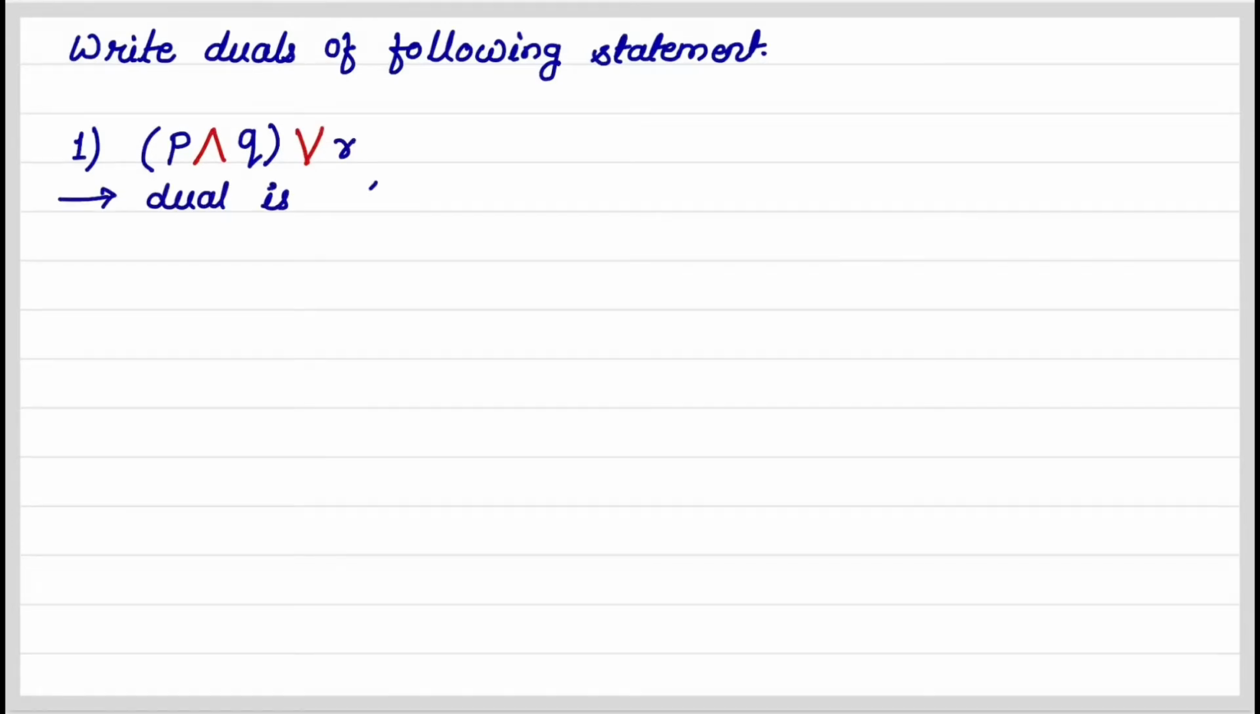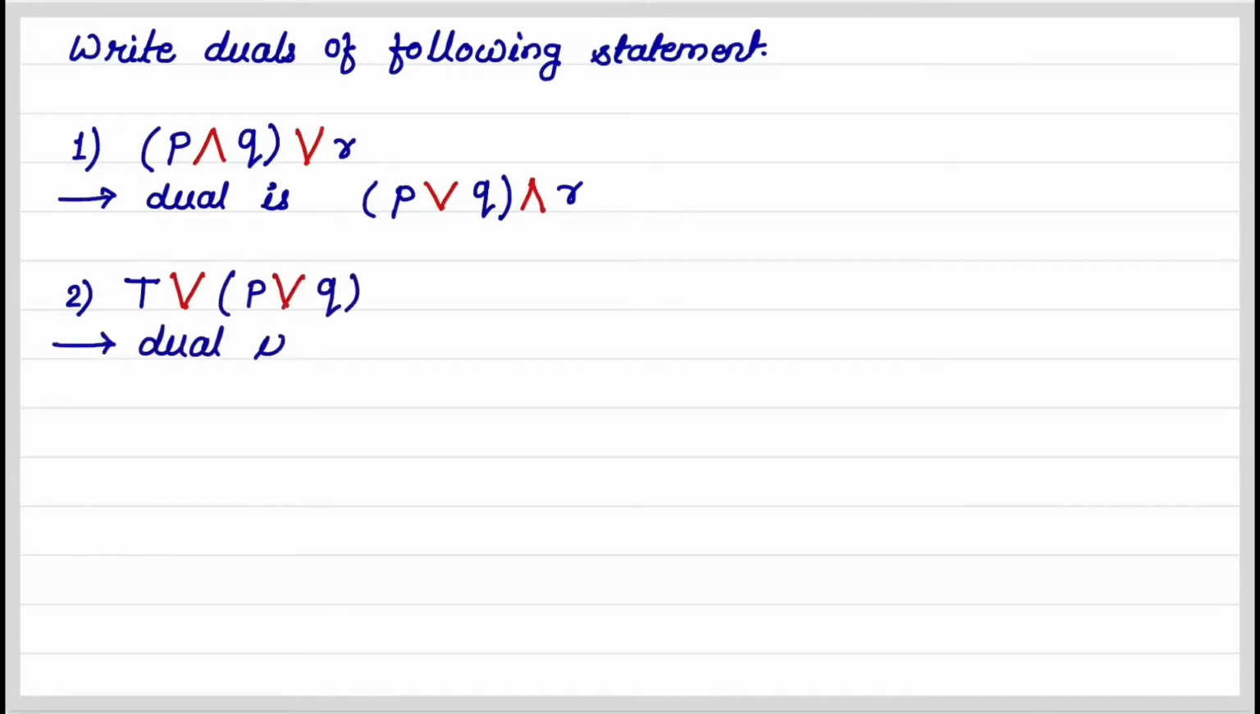Now we have to find the dual of this statement. We have to replace AND by OR, so P or Q. Now replace OR by AND, and R. So the dual is P or Q and R. Second example, T or P or Q. For the dual, we have to replace T by F and OR by AND. F and P and Q is the dual of the statement. Move to the third example.